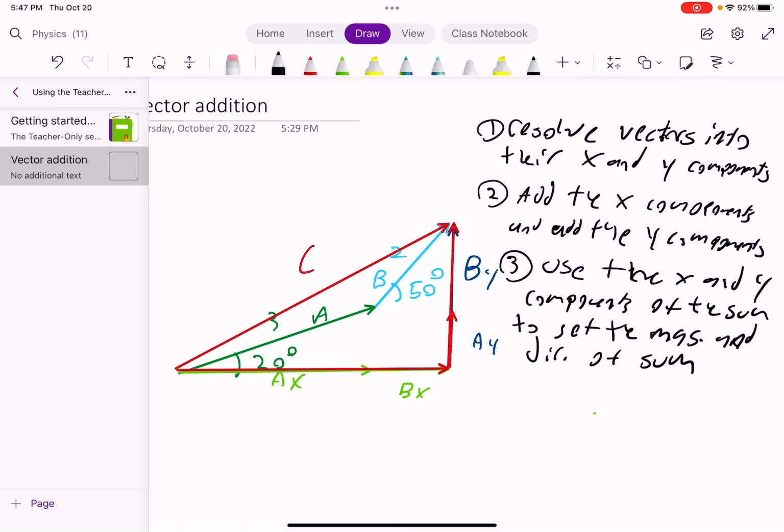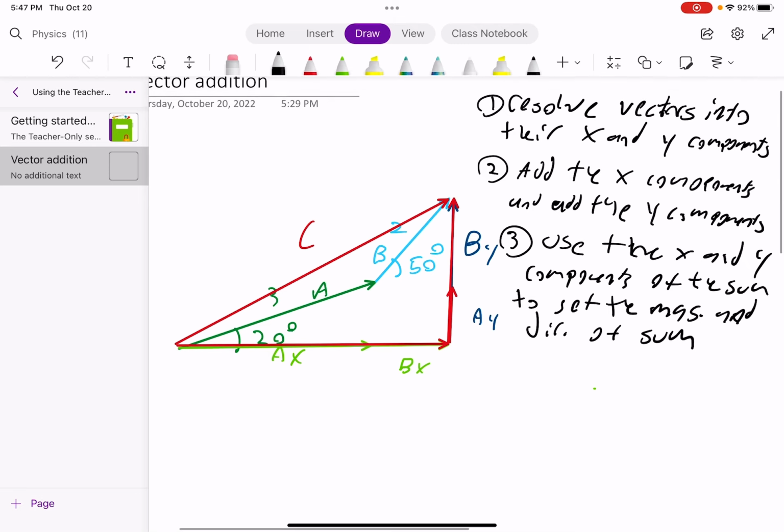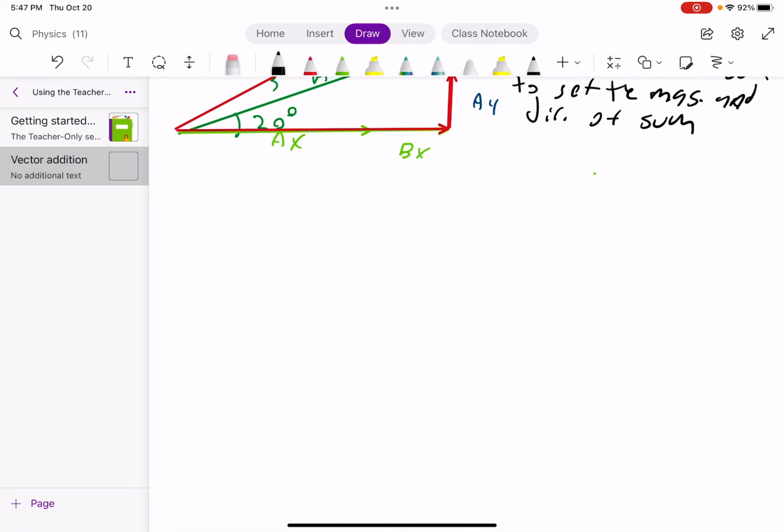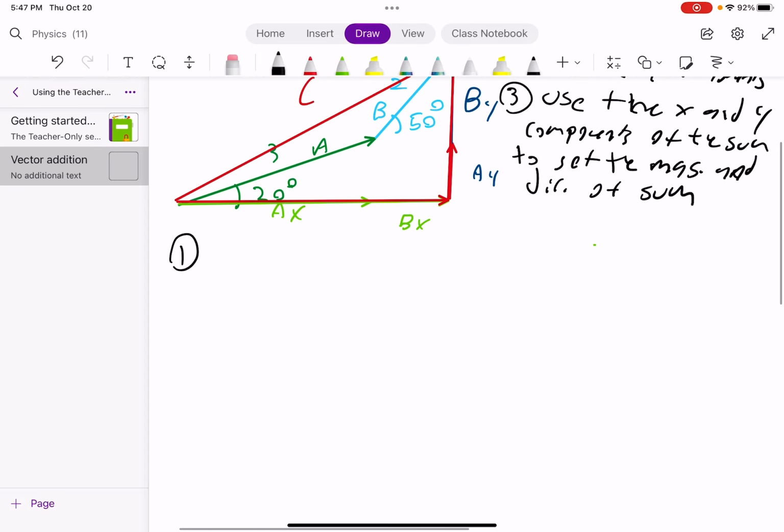So once we have Cx, which is the sum of Ax and Bx, and Cy, which is the sum of Ay and By, we can use Cx and Cy to get the magnitude and direction of C. So what does this look like in action? Let's go through those steps one by one. First, step number 1 is to break down A and B into their components.